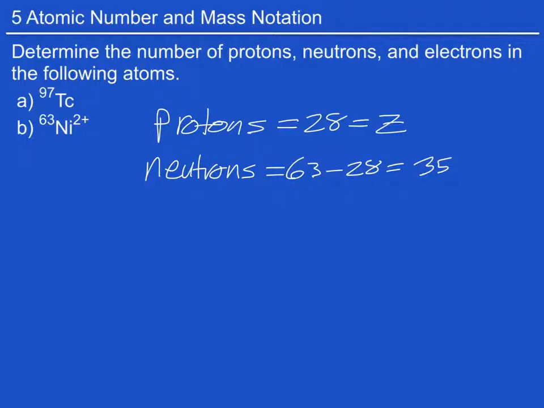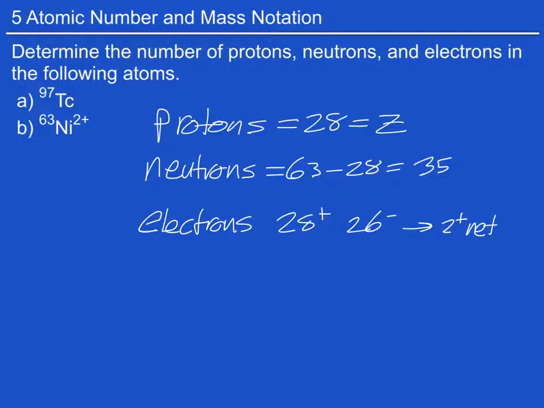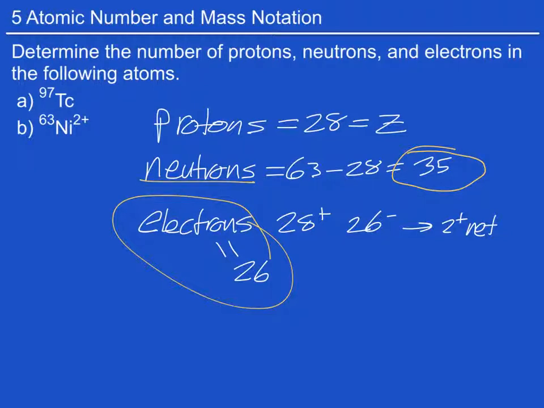And then the last thing we need to do is the electrons. Now here's a case where we have a charge, so we have to deal with this a little differently than we've been dealing with it up to this point. We need to take a look at the net of 2 plus, right? We've got an ion here. So we know that we have 28 plus as our charge, and therefore if it's going to end up as 2 plus net, it's got to be 26 minus, because that would give us 2 plus net charge. We have 2 fewer electrons than we do protons. So the electrons are simply going to be equal to 26. Alright, so there you go. 26 electrons, 35 for the neutrons, and 28 for the protons.